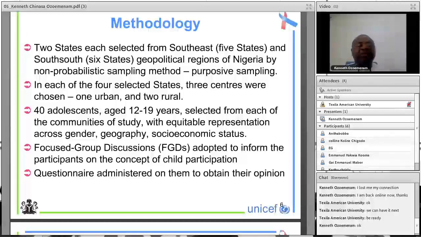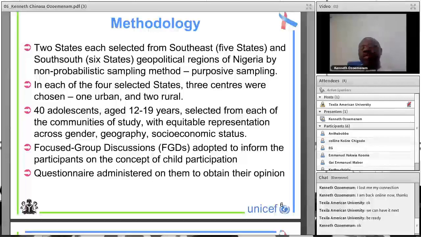And so, out of these 3 senatorial zones, we chose 1 urban center and 2 rural centers, so that we'll give more opportunity to children who are in the rural areas to participate in this and hear their voices, since they are more voiceless than those that live in the cities. 40 adolescents were selected between ages 12 and 19, which I had earlier mentioned is the definition of an adolescent by the United Nations.